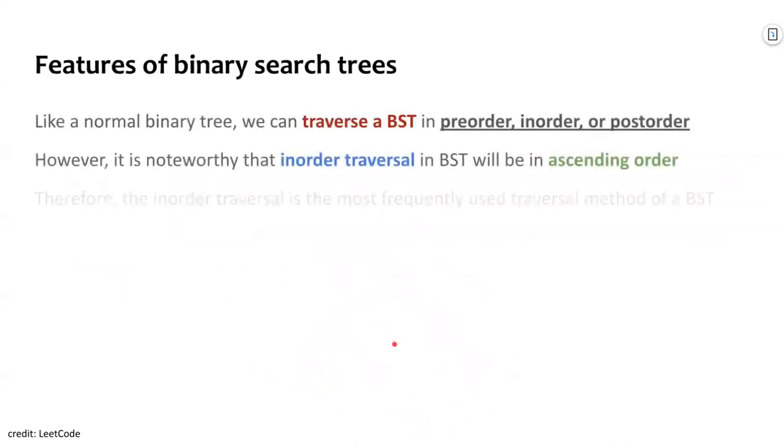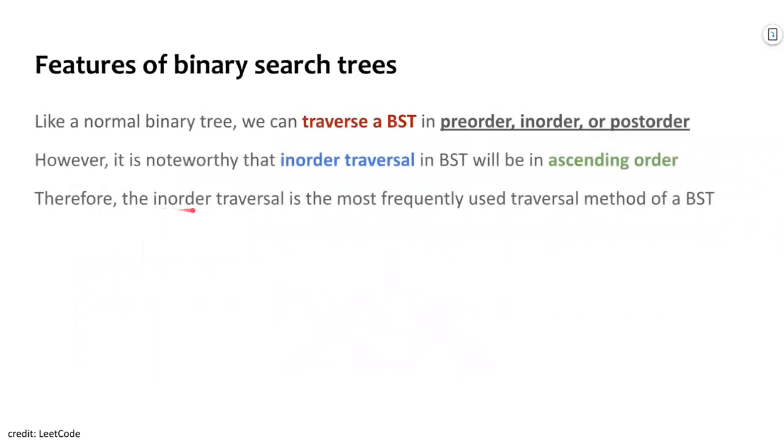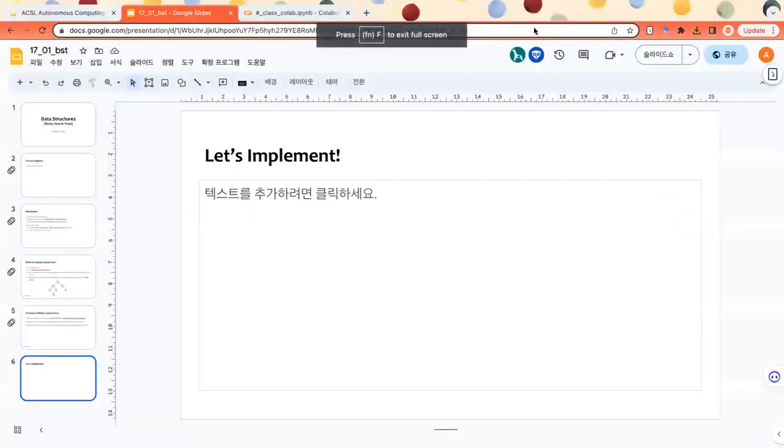Therefore, the in-order traversal is the most frequently used traversal method of a BST. Okay, that was the concept of binary search trees. From now on, we are going to implement binary search trees. But before we go on, do you have any questions? Cool. Let's move on.